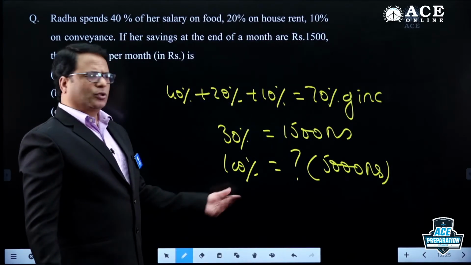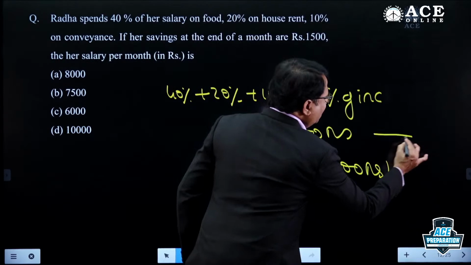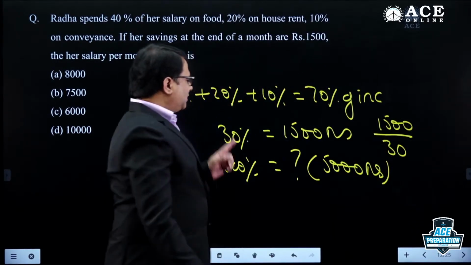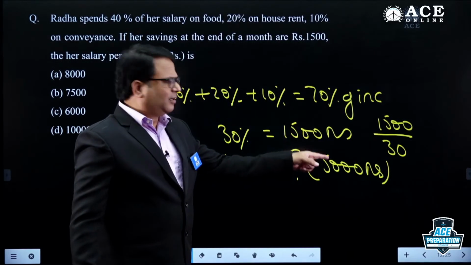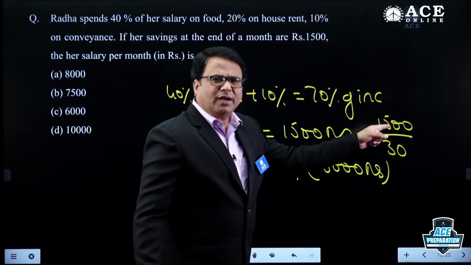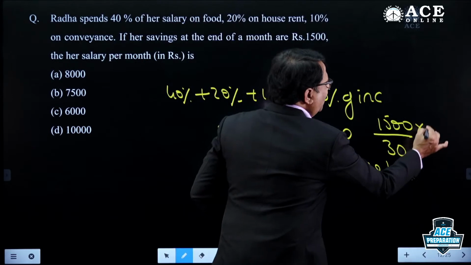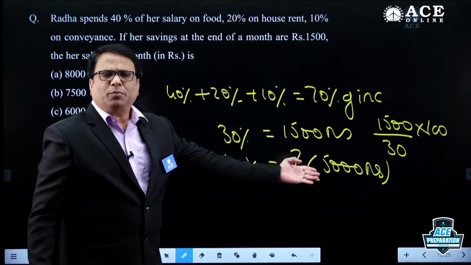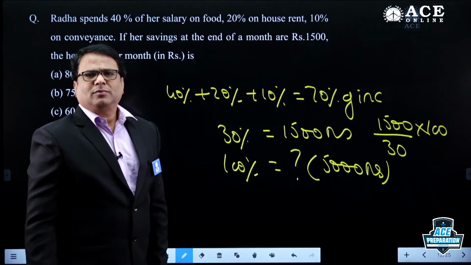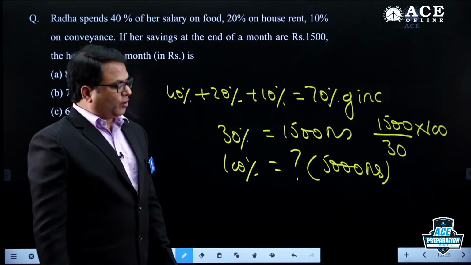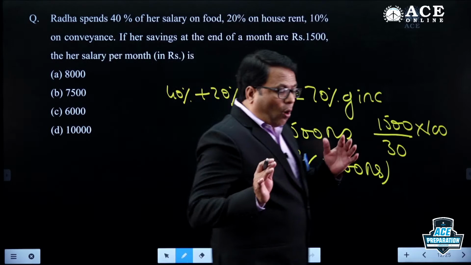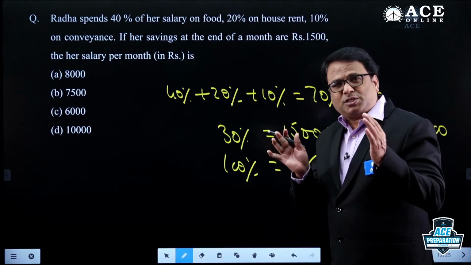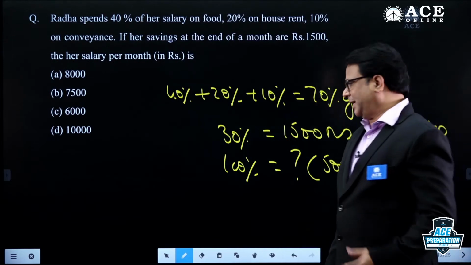Or else you can also do the calculations like this. When 30 is giving 1,500, 100 will give how much? And that will give you 5,000 rupees as the answer. Okay? Come on. Now we go for the next question. And all these questions that we are doing are previous SSC CGL questions. Okay?